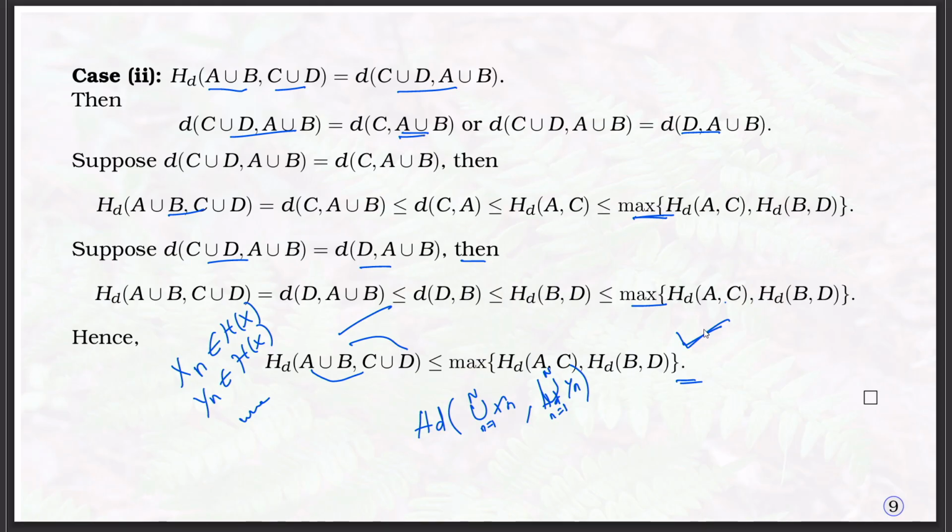Now, we are ready to define the Hutchinson-Barnsley mapping by taking the union of all the compact sets. Let us discuss this mapping in the next class. Thank you.